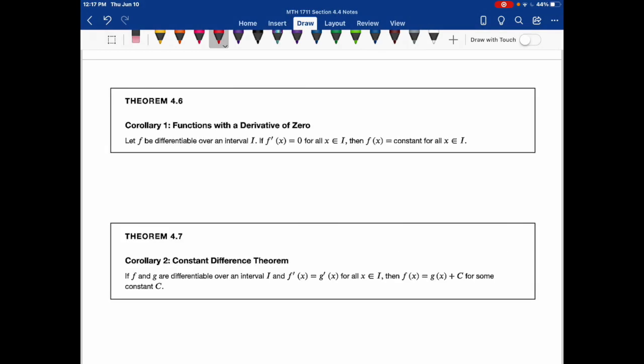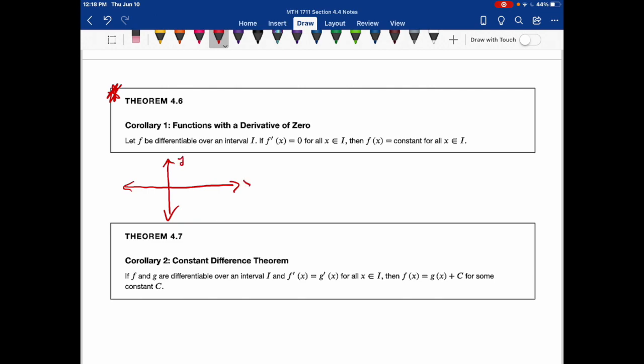Okay, the last topic we are going to talk about in this lesson is some corollaries that came about because of the mean value theorem. And there's 3 of them. The first corollary says that if f is differentiable over an interval, and if the derivative is equal to 0 for all the x's on that interval, then f of x has got to be a constant function for all those x's on that interval.